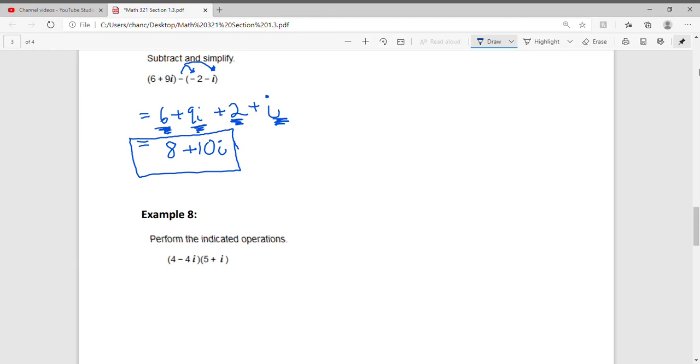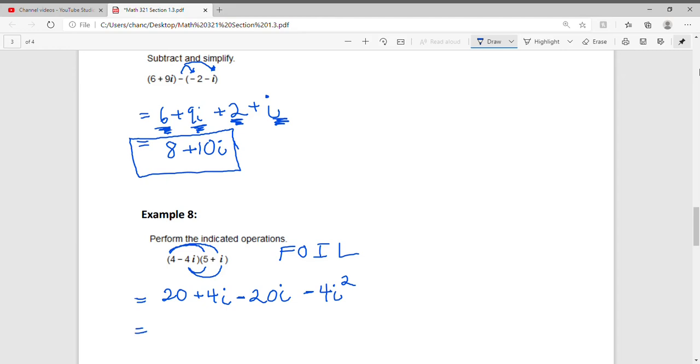In example 8, now this is a multiplication problem. Notice there's nothing between those parentheses, so this is a foiling problem. We'll multiply the first terms together. 4 times 5 is 20. 4 times i is 4i. Negative 4i times 5 is negative 20i. Negative 4i times i is negative 4i squared.